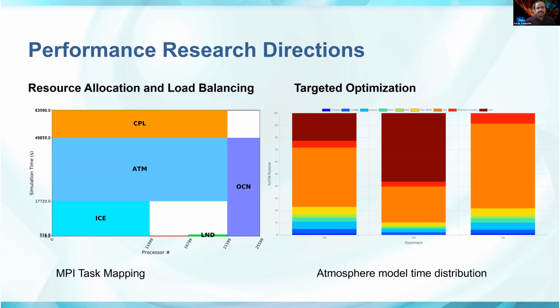So kind of switching gears here. What kind of performance research do we want to do with this data? So on the left, I have a PE layout diagram in our parlance. So this is the process layout of various components within a coupled model run. The x-axis is MPI rank, so processor number, and the y-axis shows simulation time. The different boxes that you see represent different components: atmosphere, ice, ocean, land, and coupler. Those are the most time-consuming components in a coupled run.